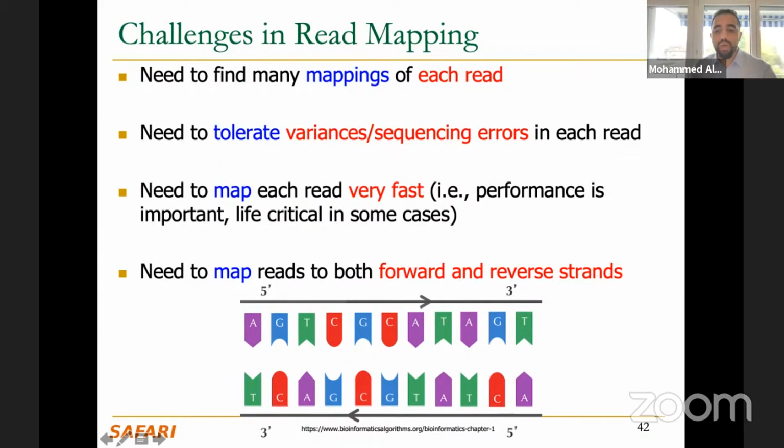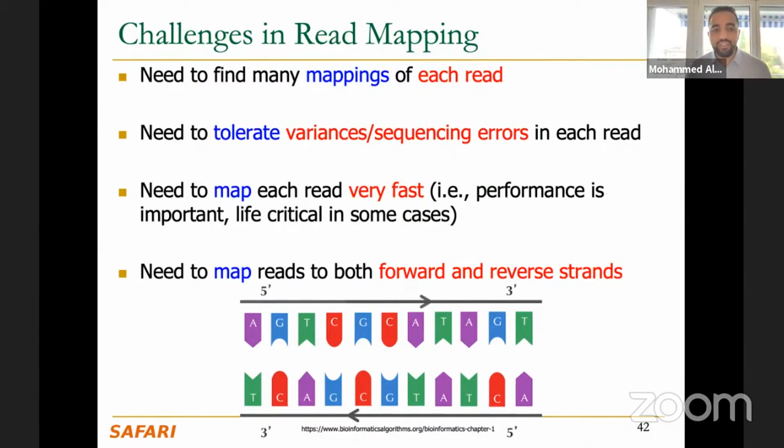Now, let's talk about the challenges in read mapping. First, we need to find many mappings of each read, because these are short subsequences, and we expect to find many hits within the reference genome. They might map to location 5, plus 50, plus 5,000, plus 5 million, and so on. We need to find all these locations, compare all of them to the read, and find the optimal one, which we flag as primary alignment, and then the rest as secondary alignments. They are useful for genetic variation discovery and so on.